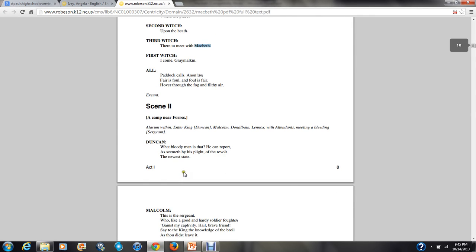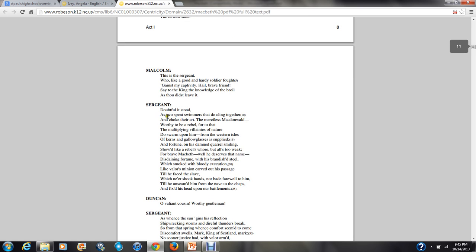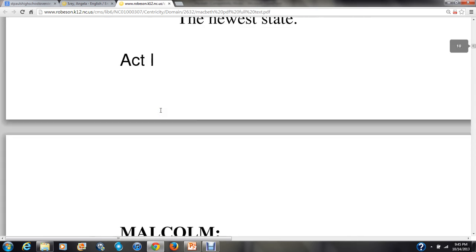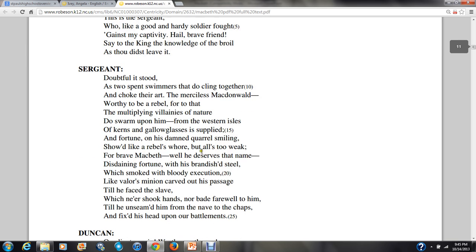we've got Scene 2 right here. We've got Duncan, who is actually the King of Scotland, as you see right here. Malcolm and Donalbain, those are his two sons. Lennox is one of the king's men, and they're holding up this bleeding sergeant. And he basically tells the story, which is kind of what happens in many of Shakespeare's plays. And in plays in general, you have what's called the exposition, where you get all the background.